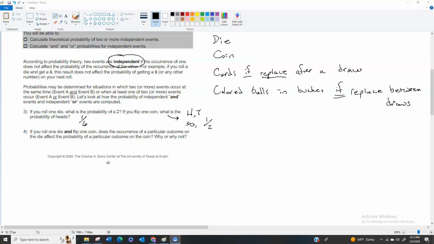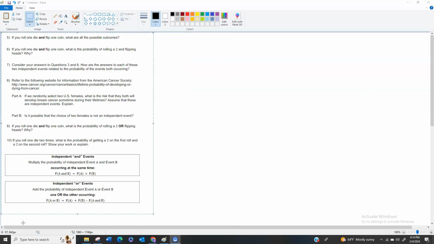So now let's go on to the second page of section 4A. All right, so the first question on this page asks, if you roll 1 die and you flip 1 coin, what are all the possible outcomes? Well, as far as the die, you can either get a 1, a 2, a 3, a 4, a 5, or a 6. With those 6 choices, with each of those, you could roll a heads.